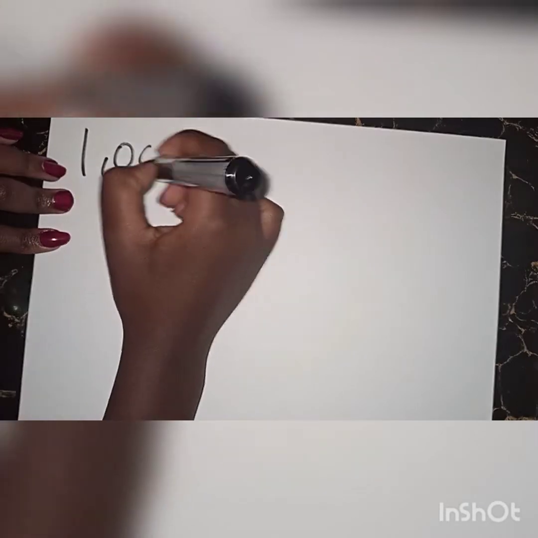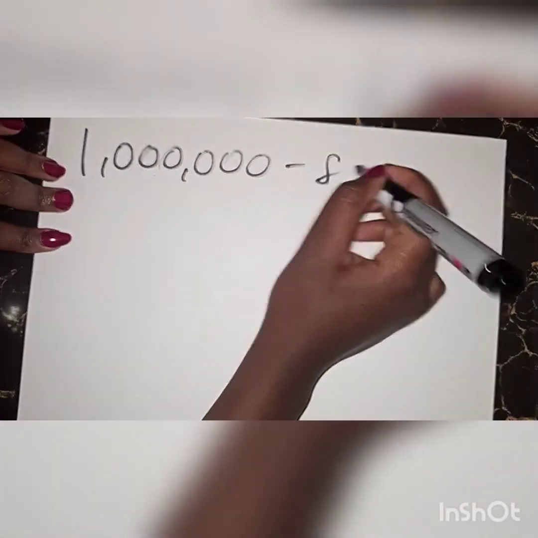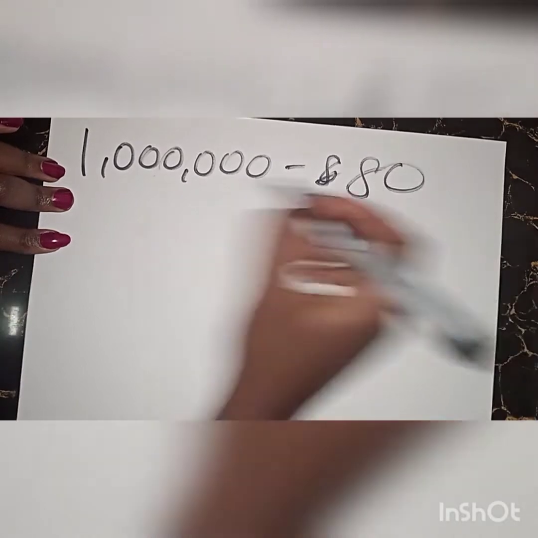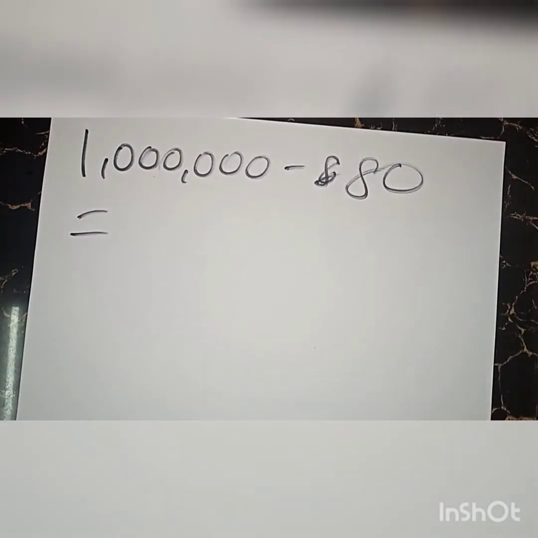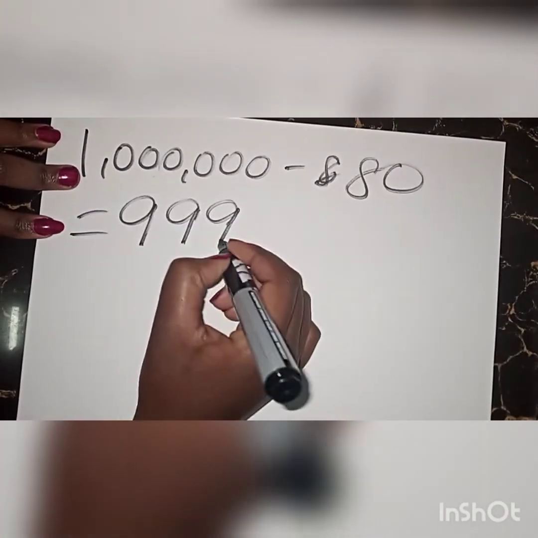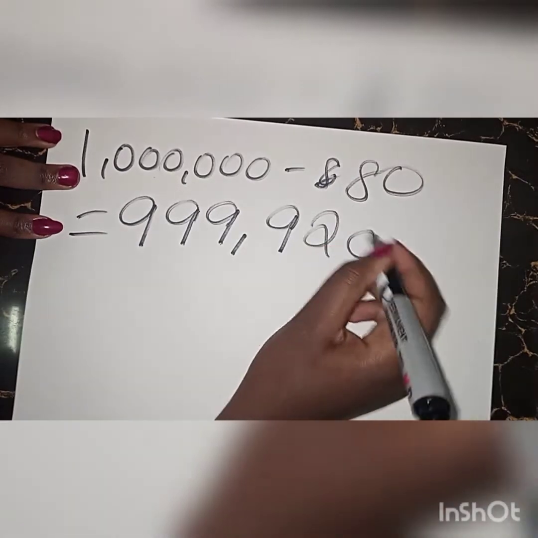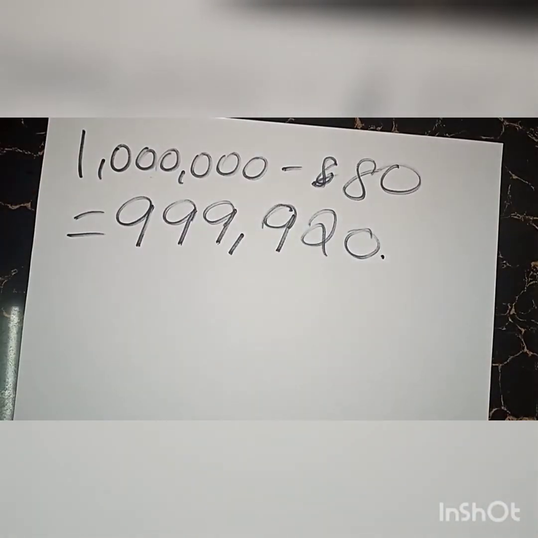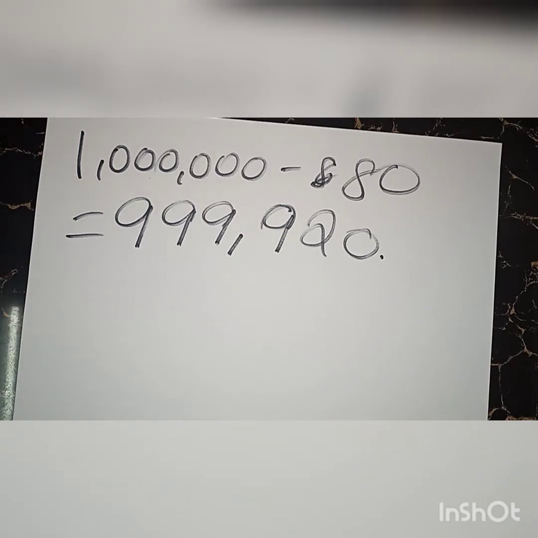1 million minus 80 gives us, what is 1 million minus 80? 999,920. Okay, so when you calculate 1 million minus 80, you will get 999,920. So have we answered that question? Absolutely. The difference between the total value of 1 and the total value of 8 in this number is 999,920. Okay, let's now look at the second question.